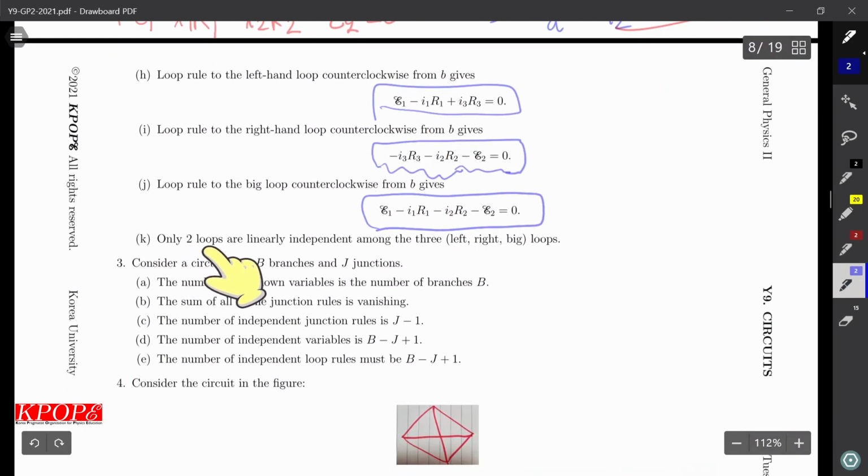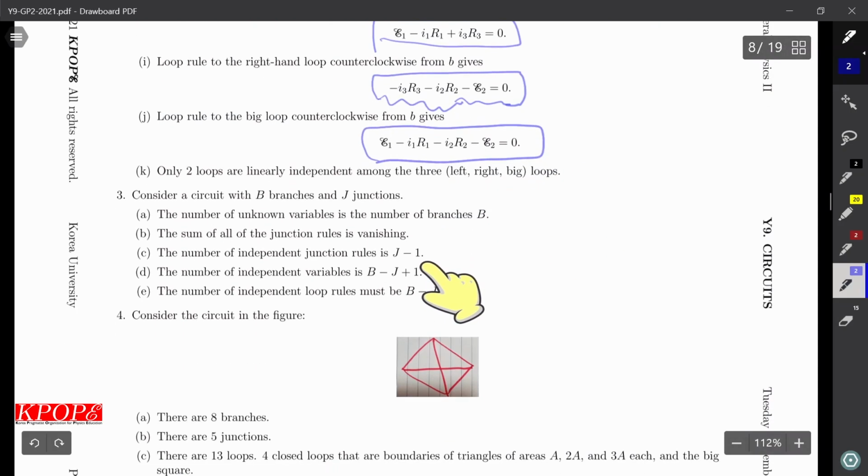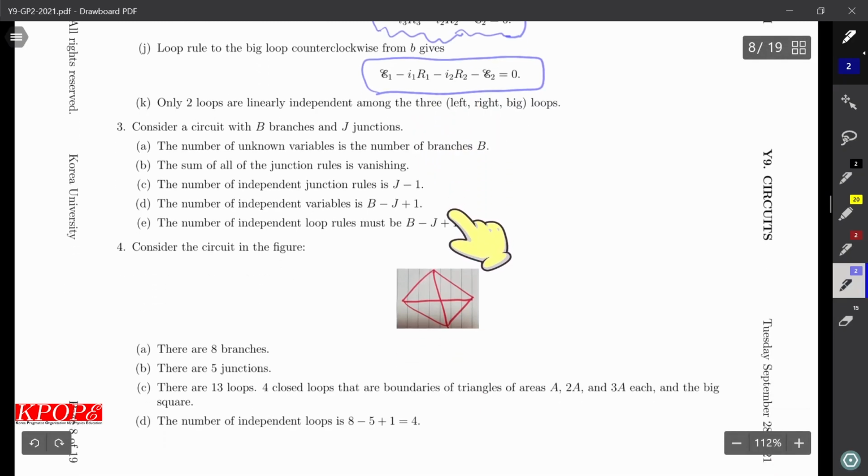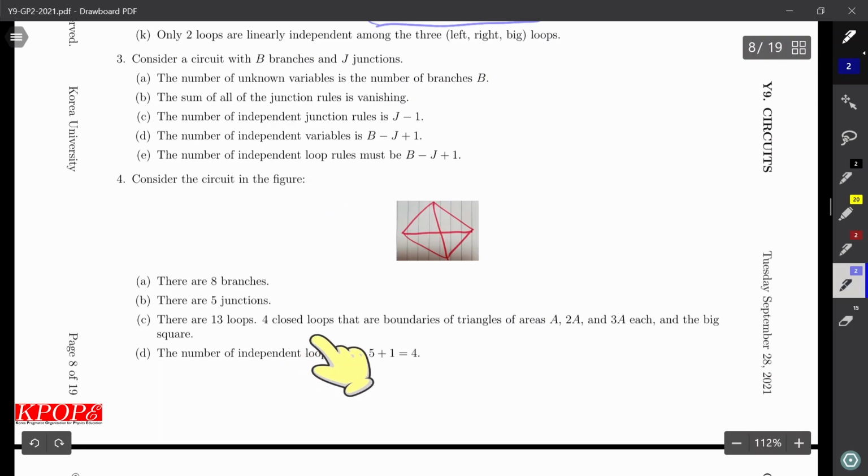But only two loops are linearly independent among the three: left, right, and big loops. Consider a circuit with B branches and J junctions. This is a general rule following from mathematics. And this is an application.